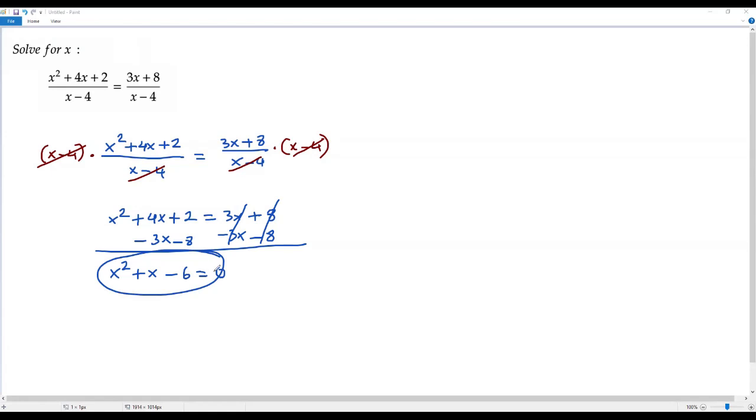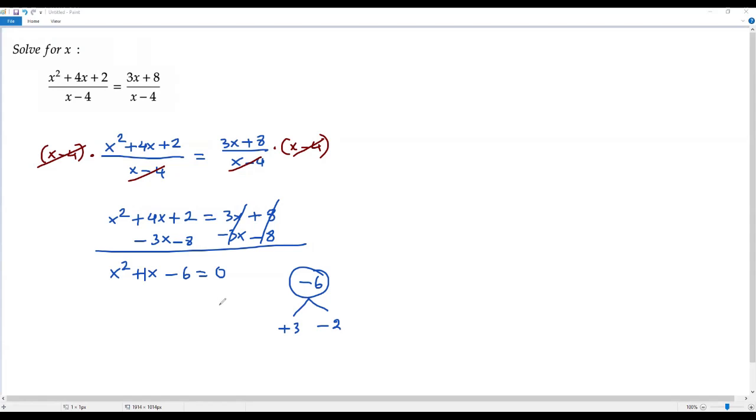I think this quadratic equation can be solved by factoring. For that, we have to multiply the constant, negative 6, by the coefficient of x squared, that is 1. When I multiply 1 and negative 6, I'm still getting negative 6. Now I have to get two factors for this negative 6 so that the product of the two factors equals negative 6 and the sum of the two factors equals the coefficient of x, in this case positive 1. I think positive 3 and negative 2 will work. When I multiply positive 3 and negative 2, I'm getting negative 6. When I combine positive 3 and negative 2, I'm getting positive 1, which is the coefficient of x over here.